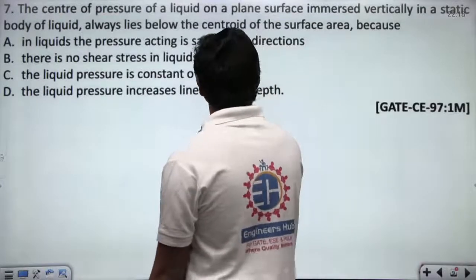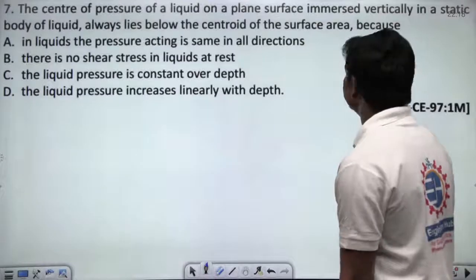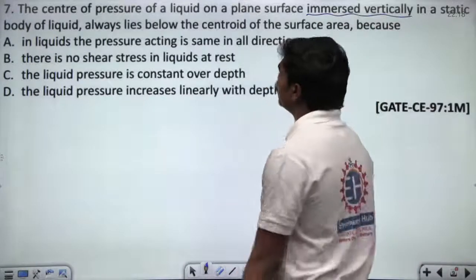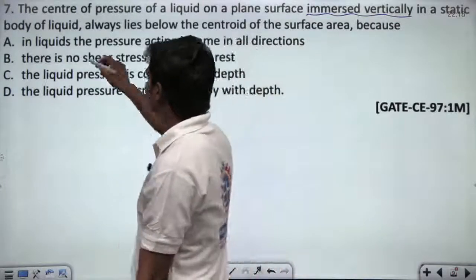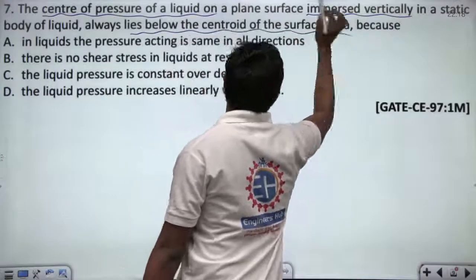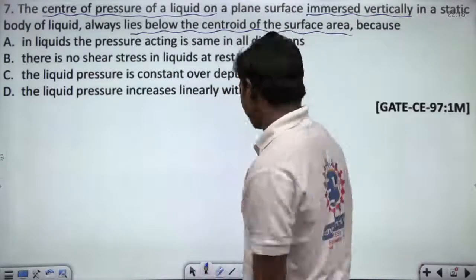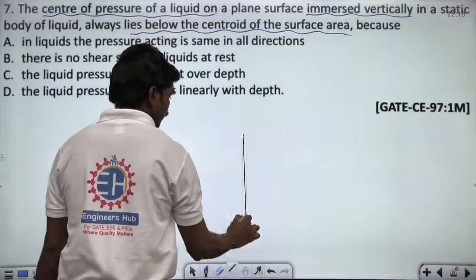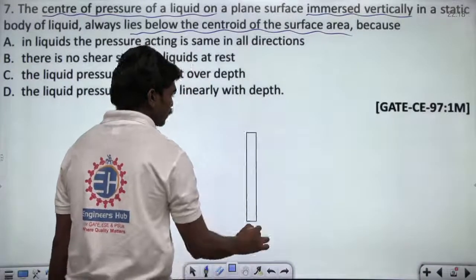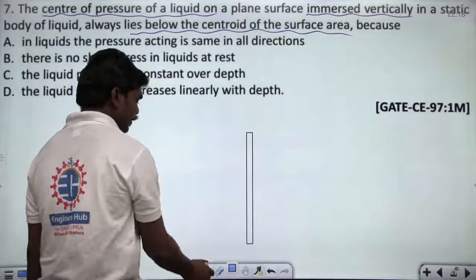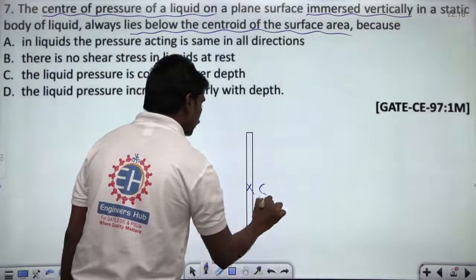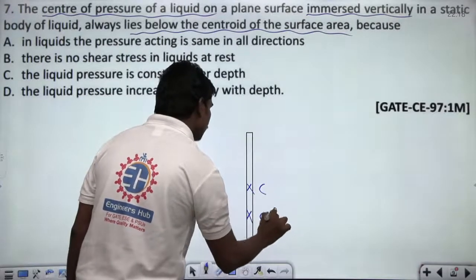The center of pressure of a liquid on a plane surface immersed vertically in a static body of liquid always lies below the centroid. Of course, it happens. The center of pressure lies below the centroid of the surface. Why does it happen? Normally, if this is the plate which I am taking into consideration, then definitely my centroid will be somewhere here, and the center of pressure will be somewhere here. Correct? Why is this happening?